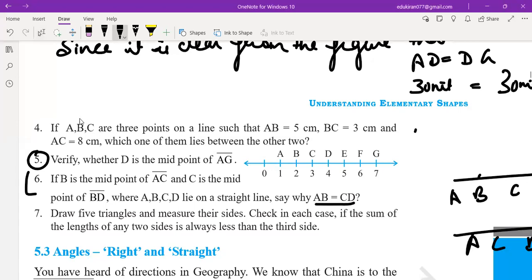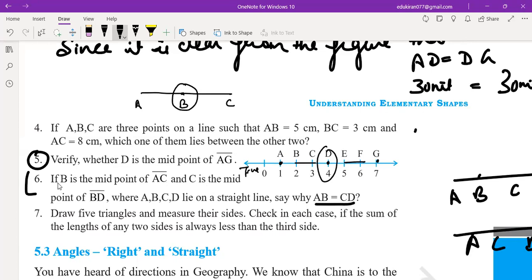For this one, the question was if A, B, C are the 3 points, right? So A and C would be here and B would be here, right? B is the midpoint, right? In this, verify D is the midpoint of AG. A is here and G is here. D is here. So how many? 2 are left here. 2 are left here. So yes, ma'am, D is the midpoint of AG.